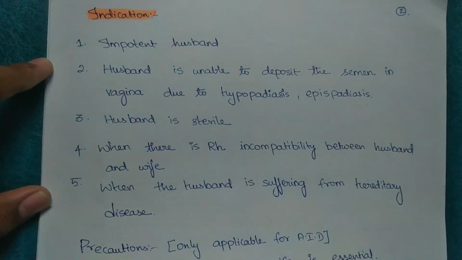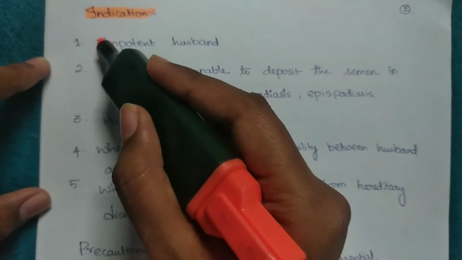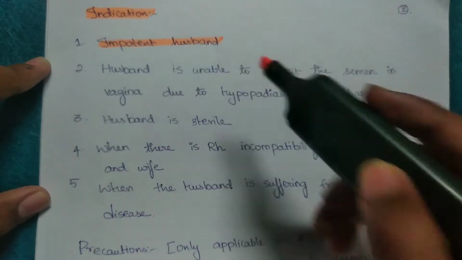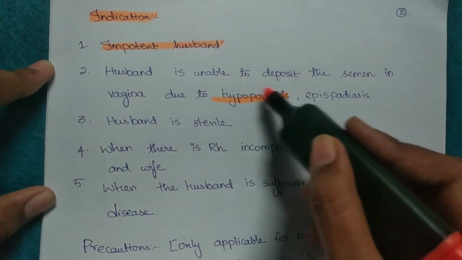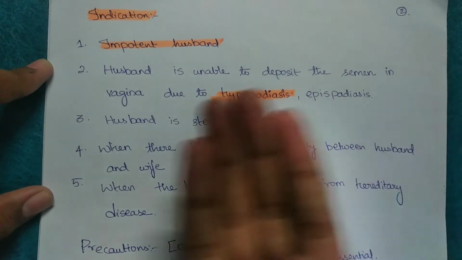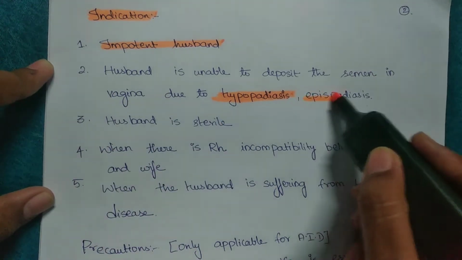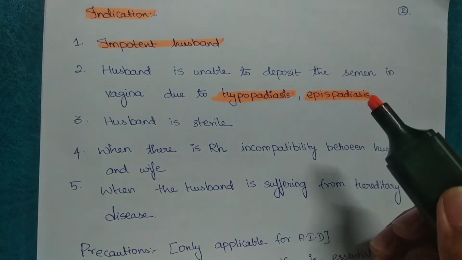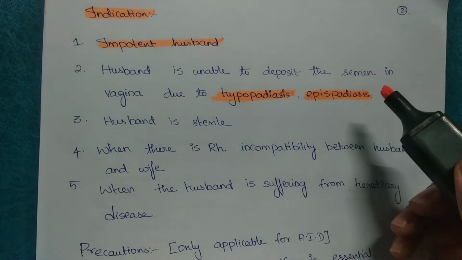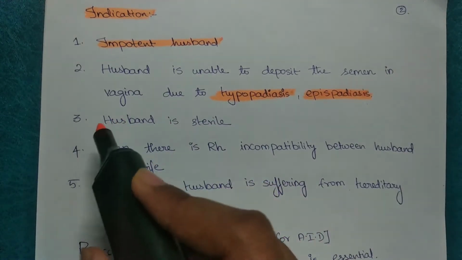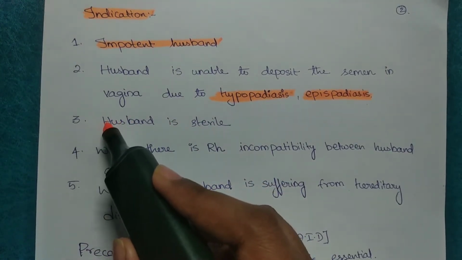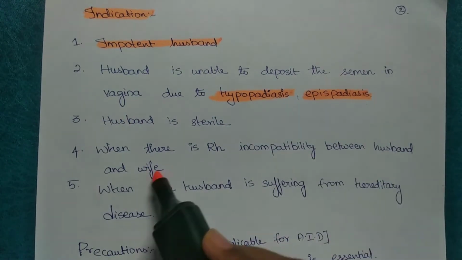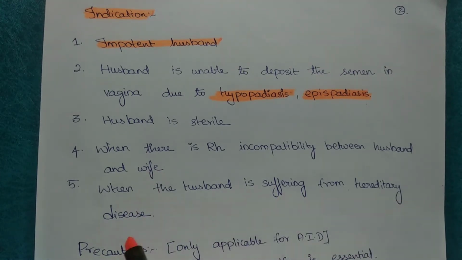Artificial insemination is done in case of impotent husband, if the husband is unable to deposit the semen in the vagina due to hypospadiasis, that is the urethral opening at the undersurface of the penis, or epispadiasis, that is the urethral opening present at the upper surface of the penis. This is a congenital defect. And this artificial insemination is done if the husband is sterile, when there is RH incompatibility between husband and wife, and when the husband is suffering from hereditary diseases.